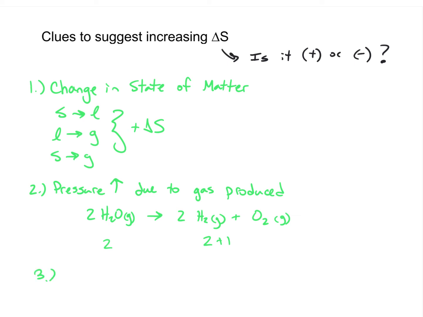Finally, the third situation is anytime you take a solid and dissolve it in an aqueous solution or any solvent, dissolving is always a positive entropy. Because you're taking a solid substance and breaking it up into its small ions, it's becoming more disordered. And that should make sense to you. So these three are clues that suggest an increase in entropy.